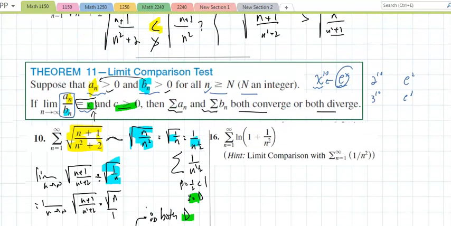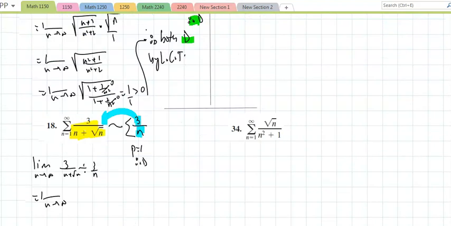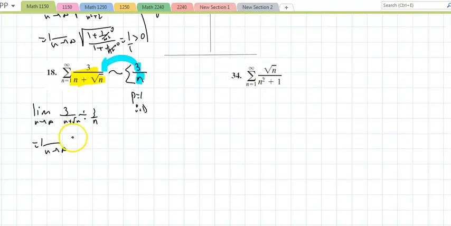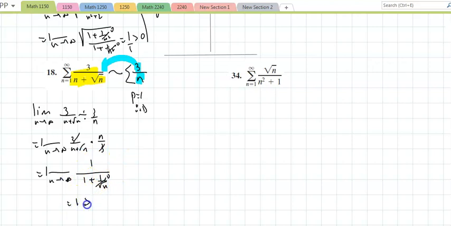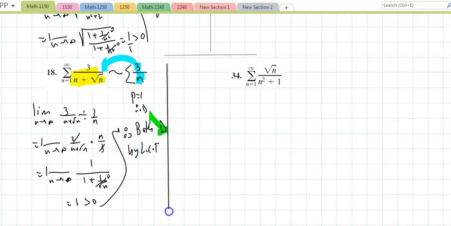And again, I'm going by the theorem. It says take the sequence part. The limit as n approaches infinity of 3 over n plus radical n times n over 3. That is the limit as n approaches infinity. Divide by the highest power term of the denominator. That will equal 1, bigger than 0. Again, therefore, both series what? Diverge by limit comparison test. Very useful test. Doesn't take that long.